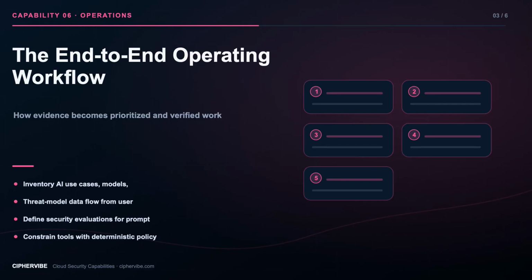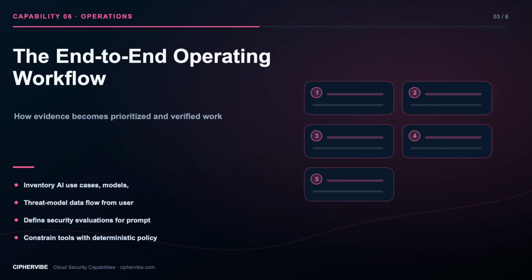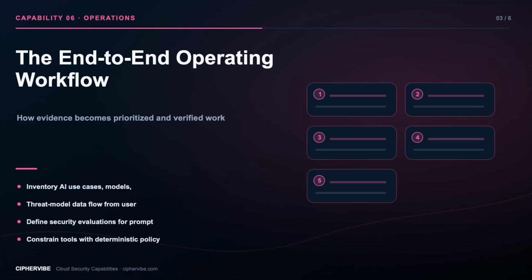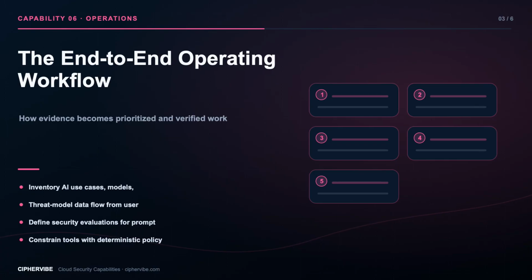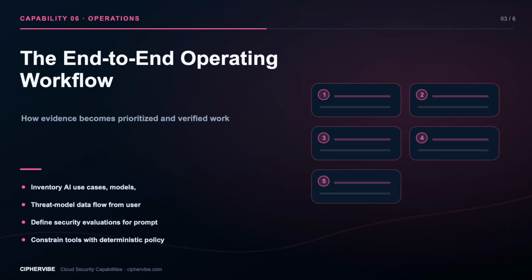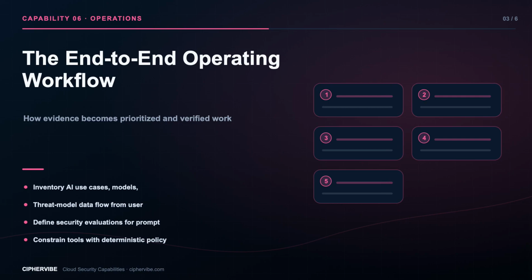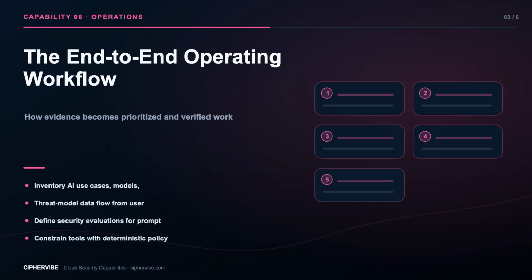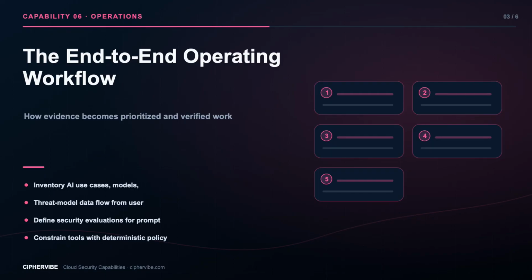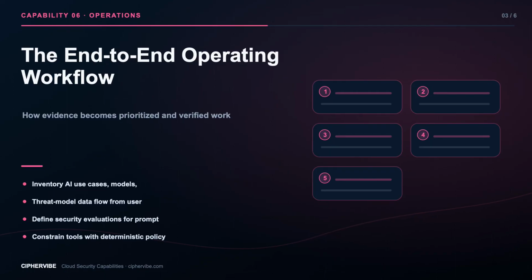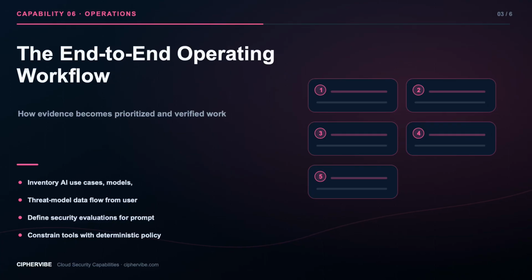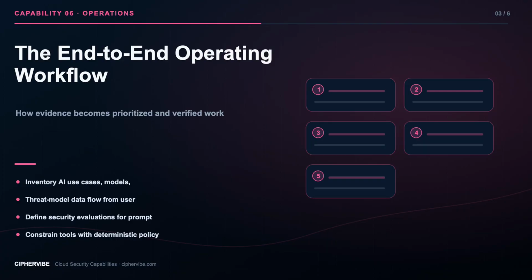First, inventory AI use cases, models, data sources, tools, decision authority, external exposure, and accountable business owners. Second, threat model data flow from user input through retrieval, model inference, tool invocation, storage, and downstream action. Third, define security evaluations for prompt injection, data leakage, harmful output, authorization bypass, and unsafe tool combinations.